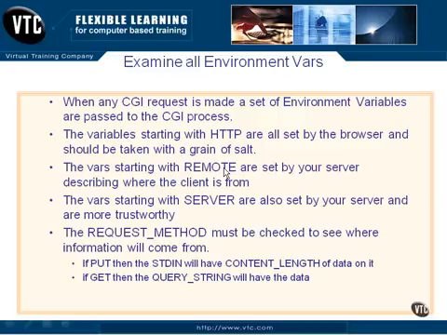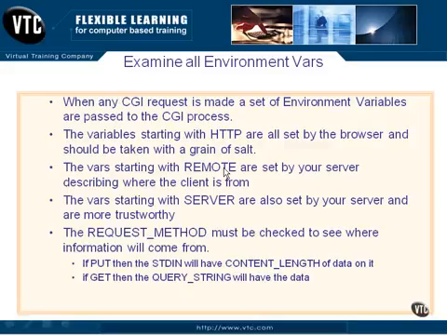The variables that you find starting with REMOTE_ are set by your server, and they describe where the client is from. That's the remote IP address and the remote server name, the remote host. The variables that you're going to see that start with SERVER_ are also set by your server and are therefore somewhat more trustworthy. You can make some decisions based on them and where your CGI program is located so that you can open files or do things like that.